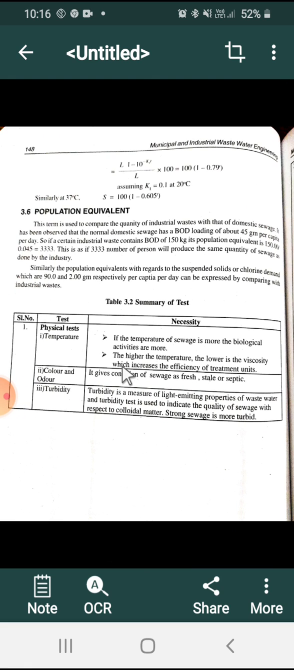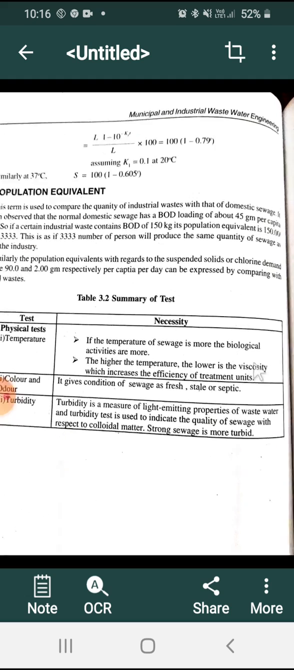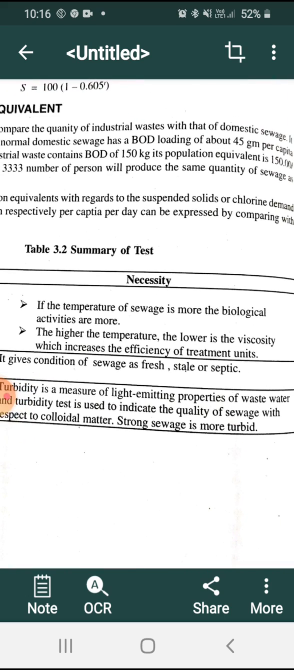For example, physical test: the temperature of the sewage is very important for biological or bacteriological activities. So the higher the temperature, the lower the viscosity, which increases the efficiency of treatment units.